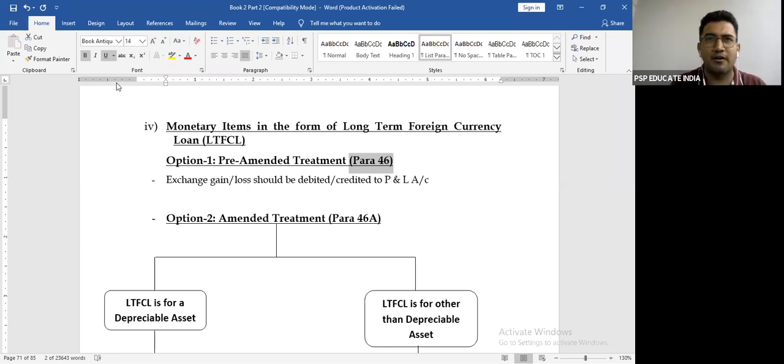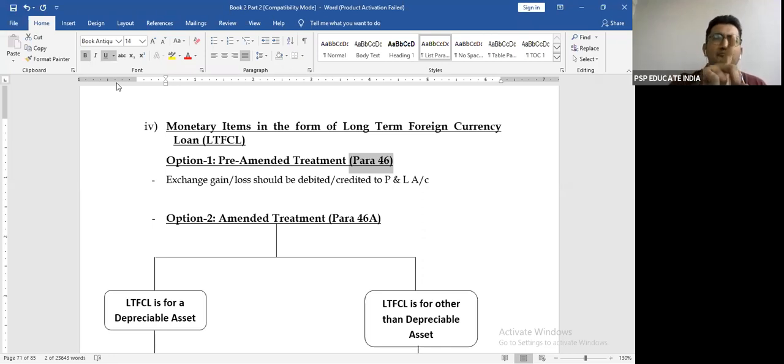Plus, most importantly, all the investors who want to invest and your current existing investors will also look at your PNL to make investing decisions. So it becomes very important to treat the PNL correctly. So then the accounting standard board for the first time introduced para 46A, which is known as the amended treatment. They introduced what? Para 46A.